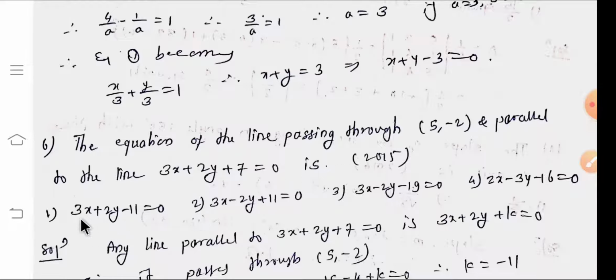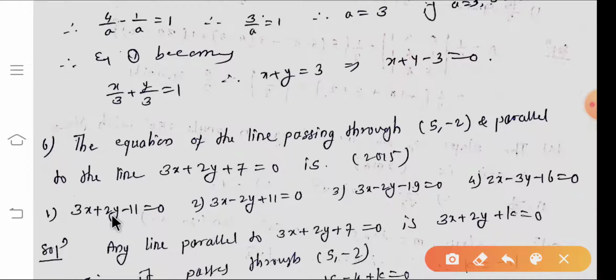If we substitute in the first option, x equal to 5 means 3 times 5 is 15, plus 2y, with y equal to minus 2, means 15 minus 4 is 11, 11 minus 11 is 0, which means this is the right answer, because here substituting x equal to 5 gives 15, and y equal to minus 2 gives minus 4, minus 11, which satisfies the required equal to 0. So therefore the first option is the right option.